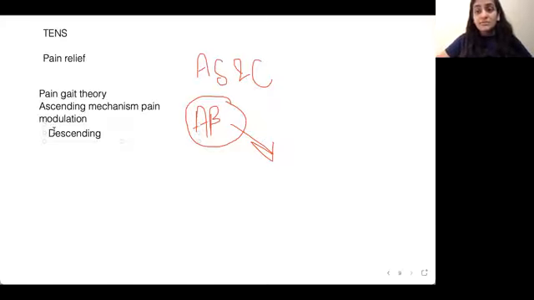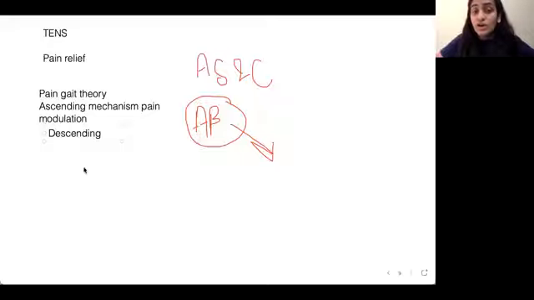For the descending mechanism to get activated, noxious stimulus is necessary. Perfect. Okay. So everyone understood pain gate theory? Pain gate theory is also called an ascending mechanism, where the A beta fibers get stimulated and they block the gate. That's how you're not perceiving pain.